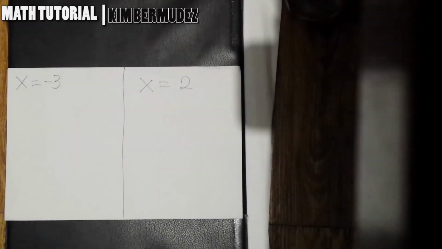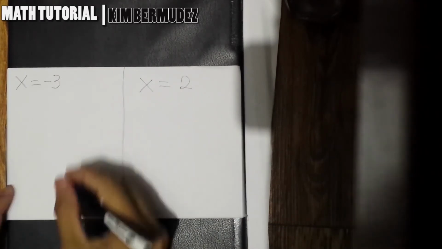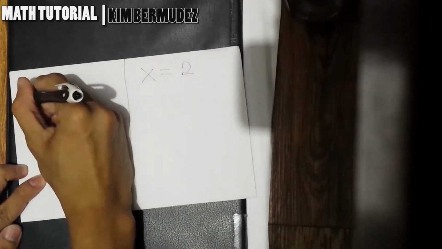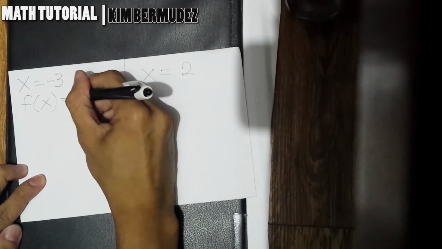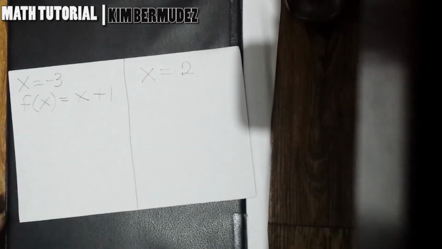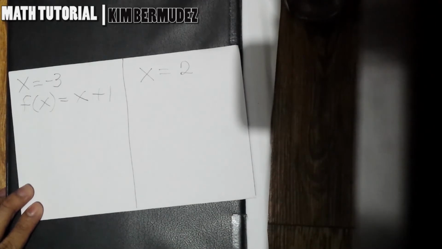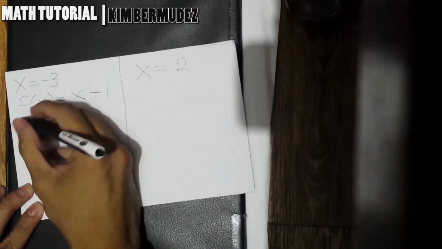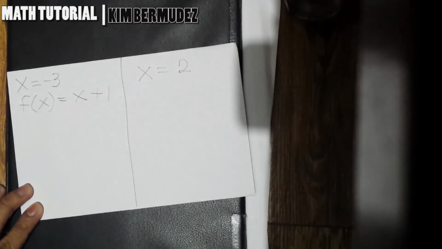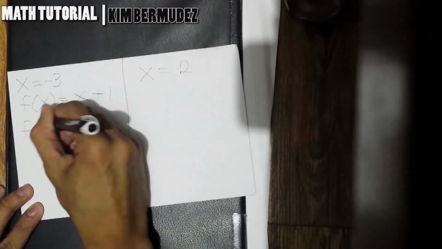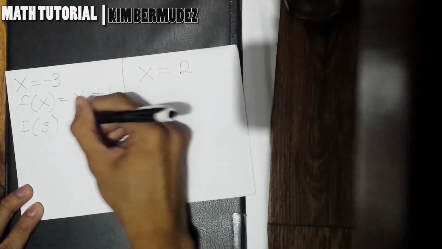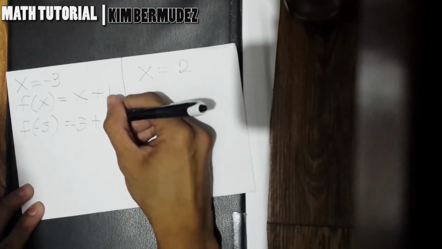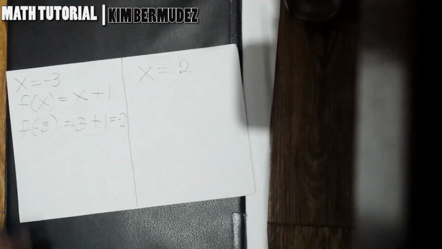Since negative 3 is less than 2, we use the first function to evaluate x equals negative 3. We substitute negative 3 for all x in the equation. And that's it.